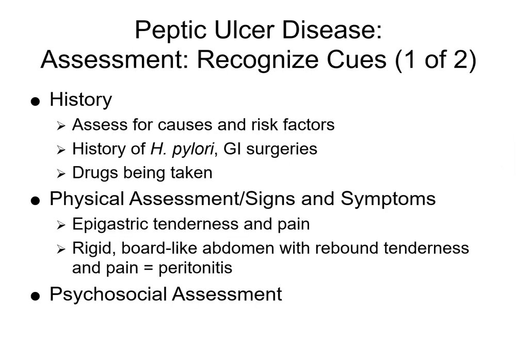Now let's talk about the history. What type of questions are we going to ask the patient to find out if this is a peptic ulcer disease problem? Current or past medical conditions. Okay, it always starts with that patient history.